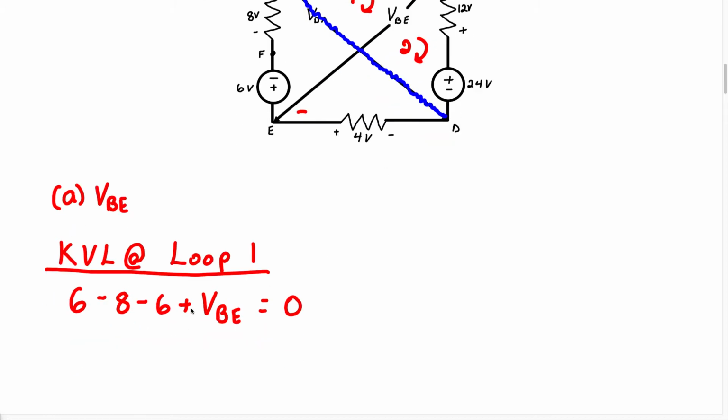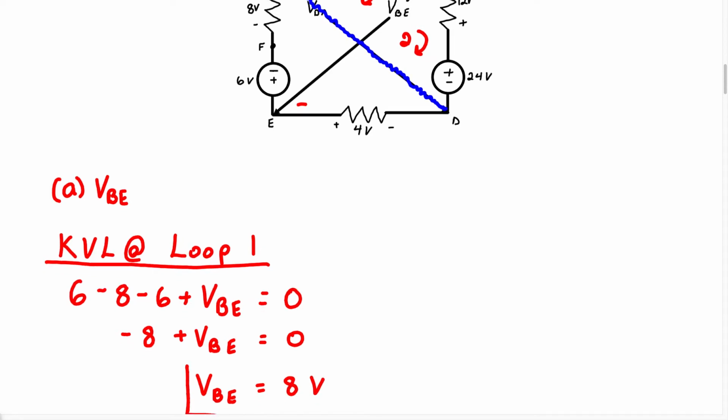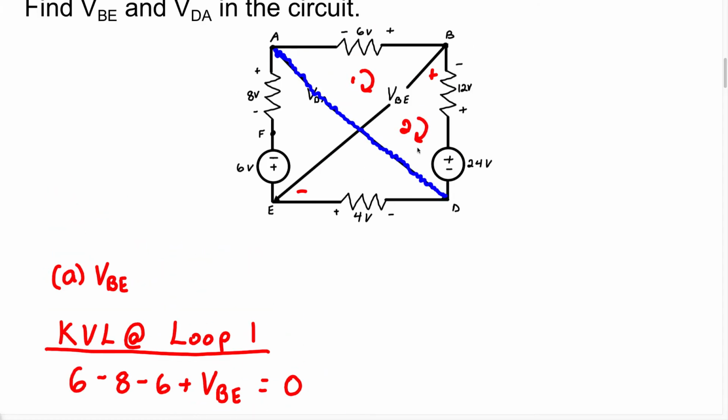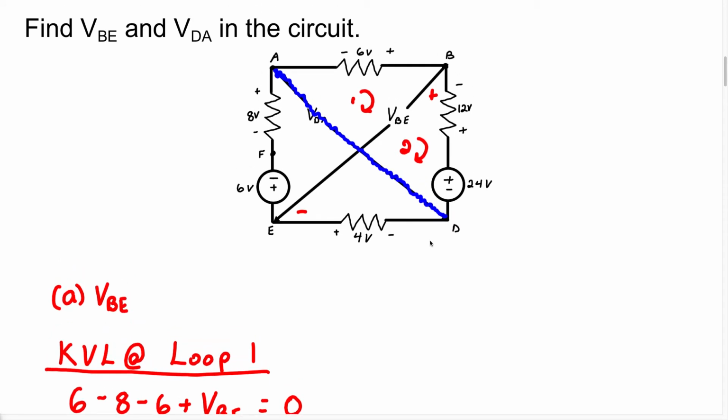Now let's start to simplify this. 6 minus 8 minus 6 is going to give us negative 8 plus VBE equals 0. Therefore, VBE equals 8 volts. So this is going to be your answer for part A. Like I said, if you want to do KVL at loop 2, by all means go right ahead. Now I'm just going to clean up the circuit and remove everything I added onto the circuit diagram.